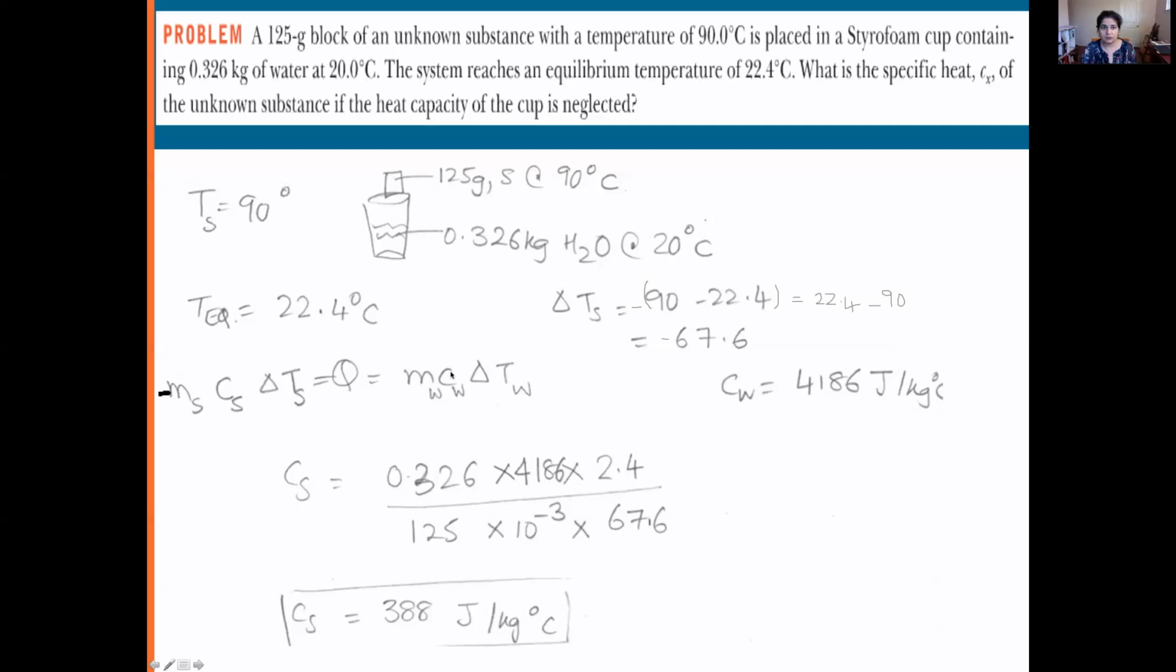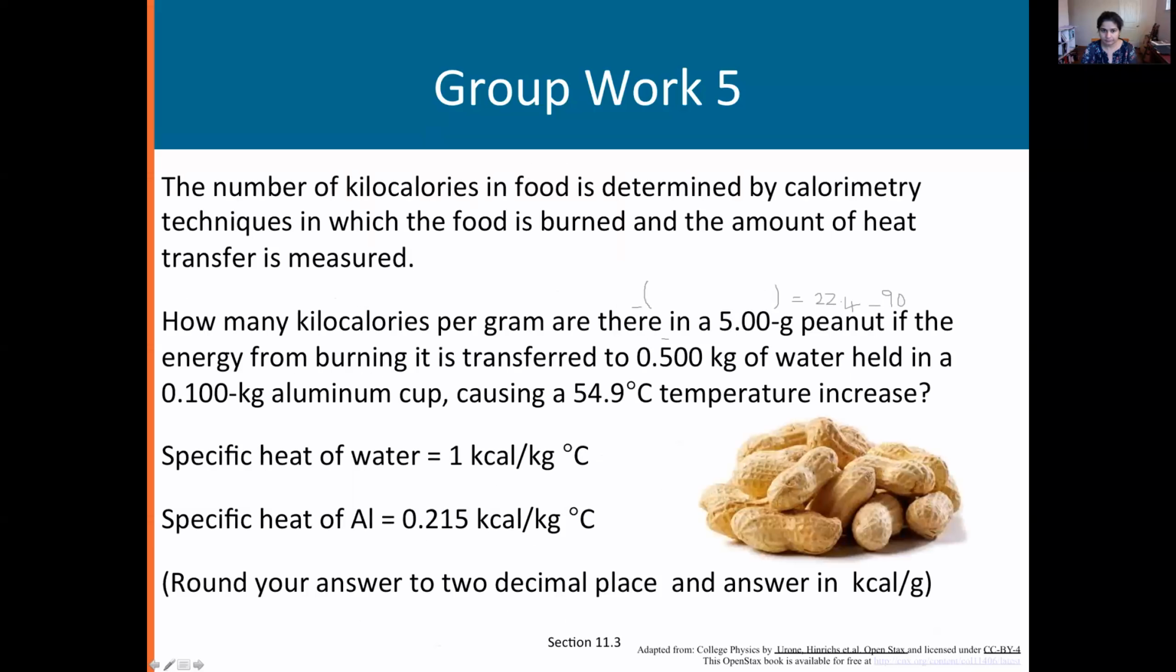Just be careful of the units, that all the units match up. So for example, the 125 is in grams, therefore I converted it to kilograms over here. Okay, let's look at another question.